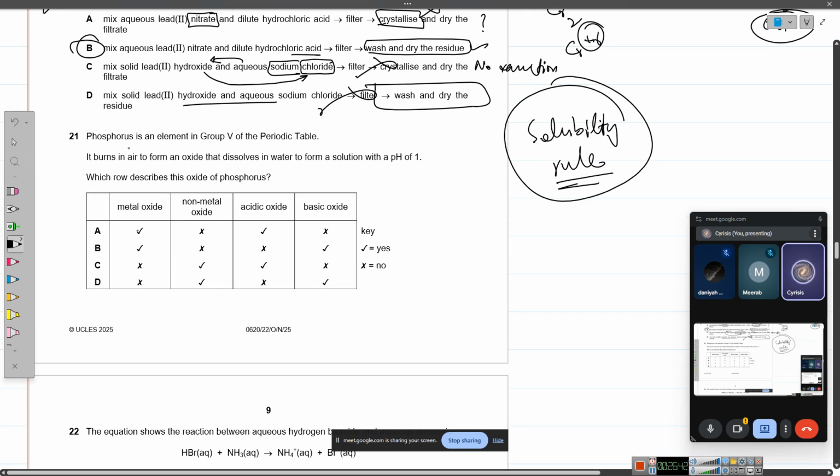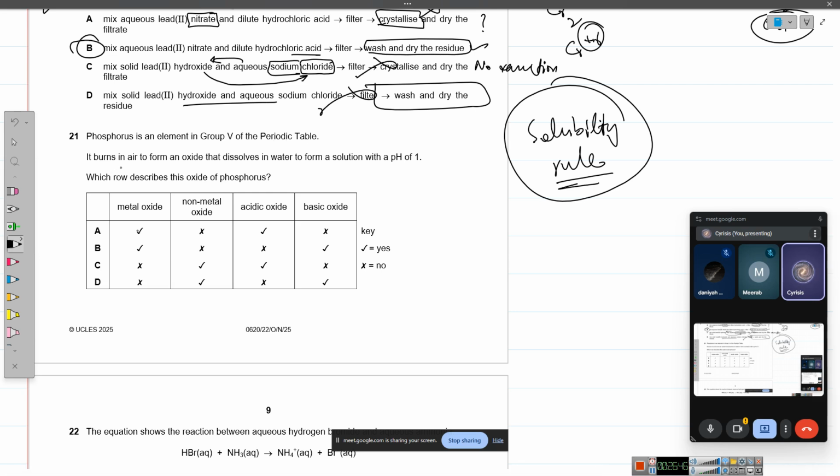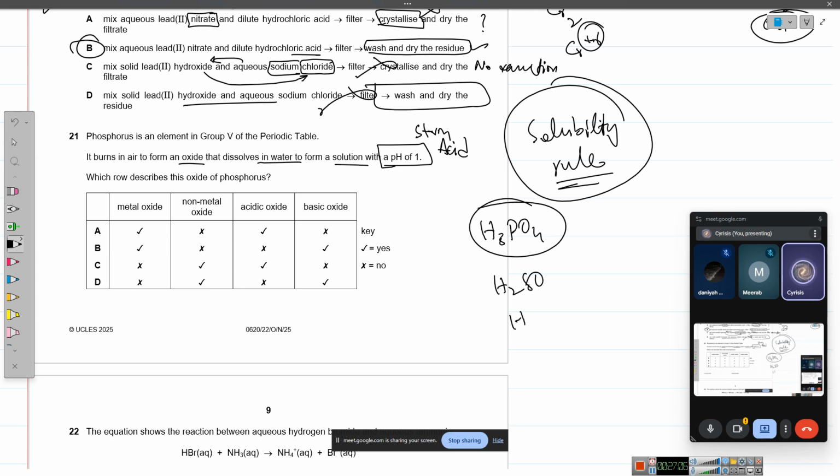Okay. Phosphorus is an element in group 5 of the periodic table, right? It burns in air to form an oxide that dissolves in water to form a soluble solution of pH 1. pH 1 means it's forming a strong acid, right? Which is phosphoric acid, H3PO4, right? Phosphoric acid. I told you have just 4 acids to remember: phosphoric acid, sulfuric acid, hydrochloric acid.